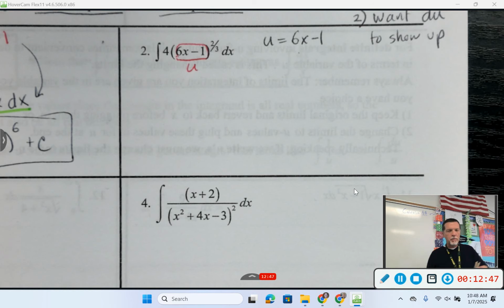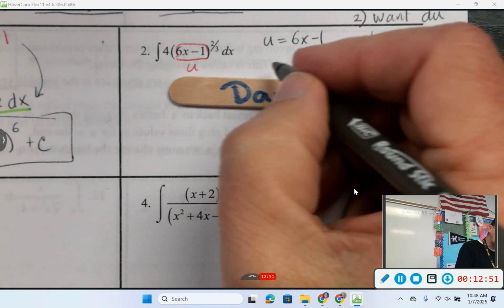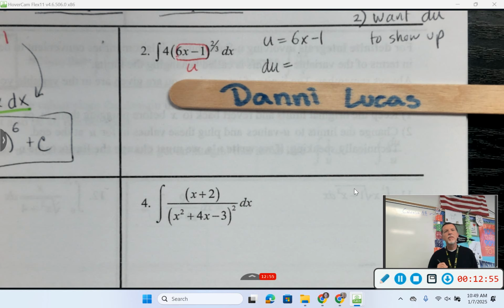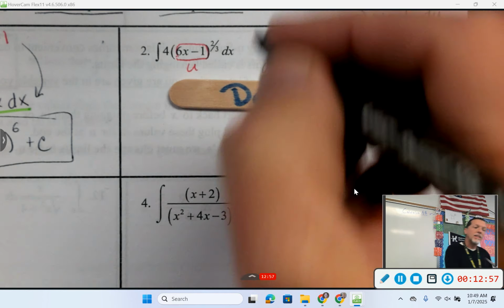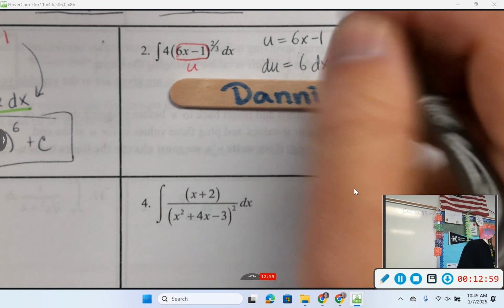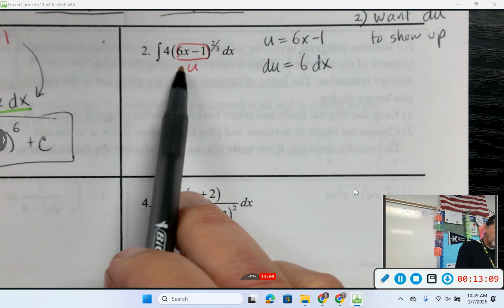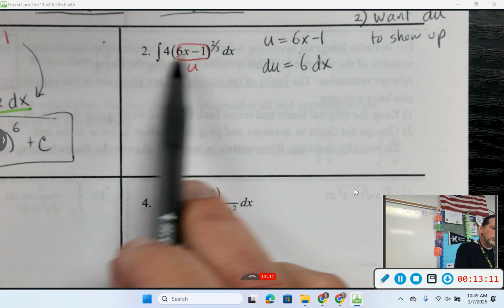But now I need to worry about the du dx business. So Danny, what's du? 6. Nice. I like that you included the dx on there. 6 dx. So the derivative 6. The dx is usually on the other side, but we need it on the right side, so we kind of move it over. Okay, so close, kind of.